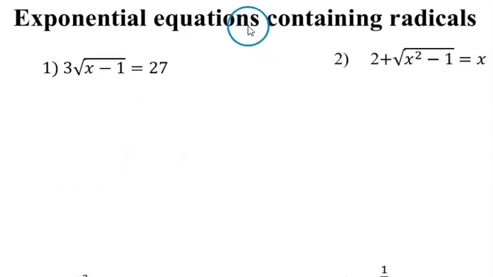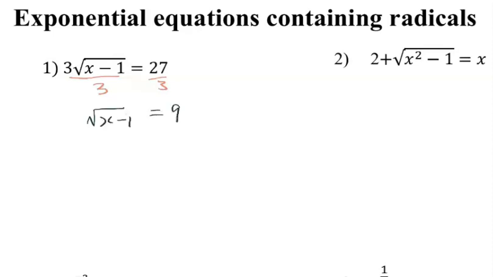Let us look at some exponential equations that contain radicals. In the first example, we have 3 times the square root of x minus 1 equal to 27. If I isolate the square root on the left hand side, I have to divide both sides by 3. So I will get the square root of x minus 1 is equal to 9.